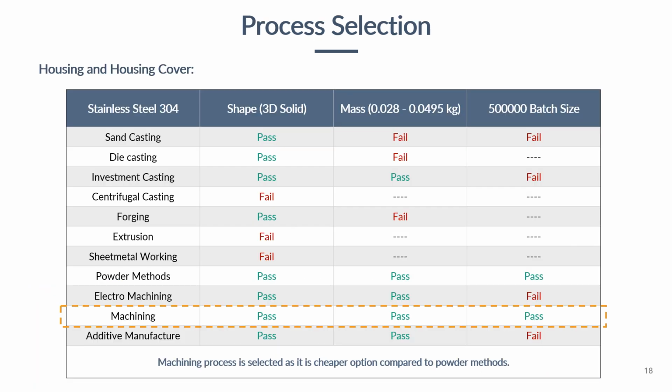Cover and housing are solid parts, and mass is in the range of 0.028 to 0.0495, plus the batch size is 5 lakh units, so there are only two suitable processes. One is powder methods and the other is machining, so we have opted for machining.